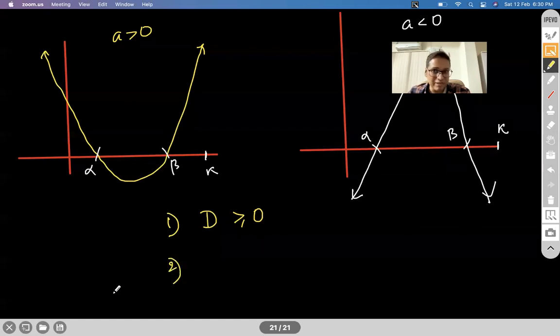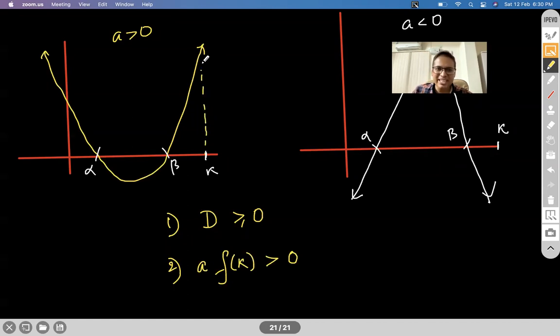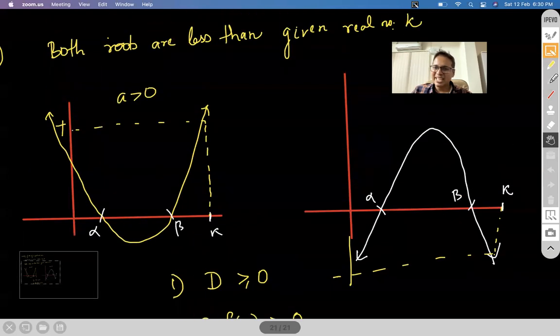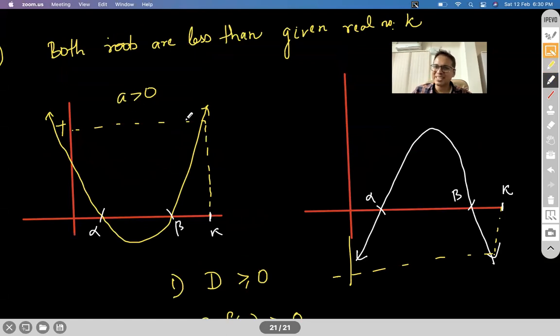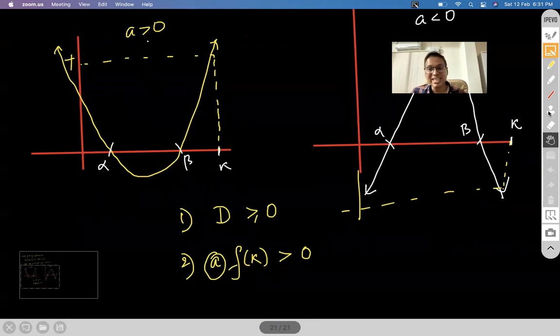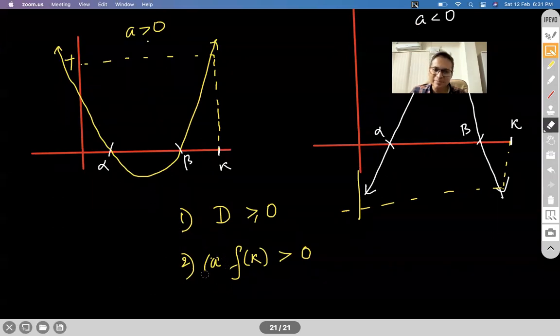Number two condition, which I say should be fulfilled if you want both the roots to be lesser than K, is that f of k into a should be positive. Yes or no? And if you note down, I have written this condition by taking into consideration both the scenarios. In this scenario, f of k is positive, right? But in this scenario, f of k is negative, right? So if you're wondering why I put this a here, in either of the two cases, a is positive and f of k is also positive, so your product is positive. In the second scenario, in the downward opening parabola, a is negative, f of k is also negative, so the product again becomes positive. So can I say this condition is a universal condition for both the scenarios where your parabola is either opening upwards or downwards? It doesn't matter.